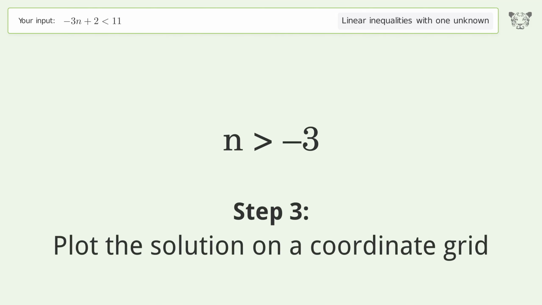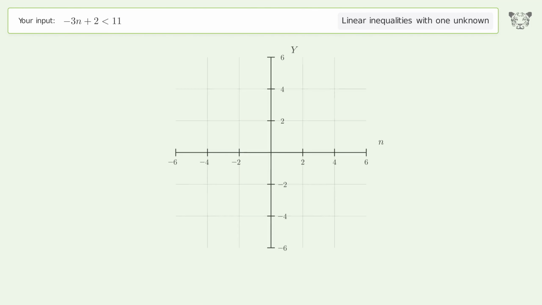Plot the solution on a coordinate grid. And so the final result is n greater than -3.